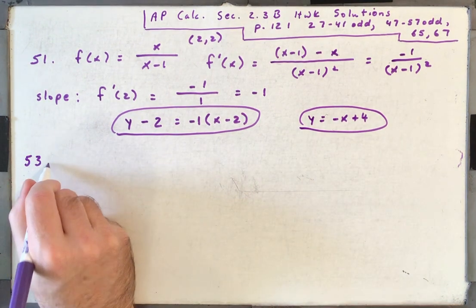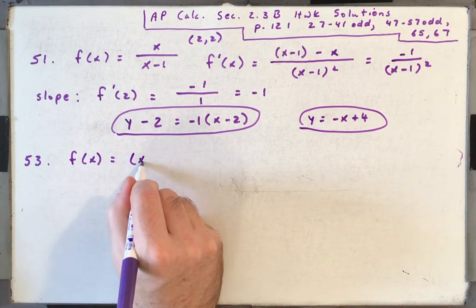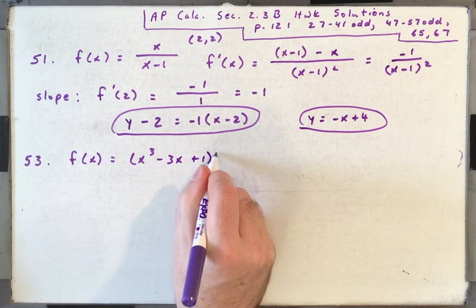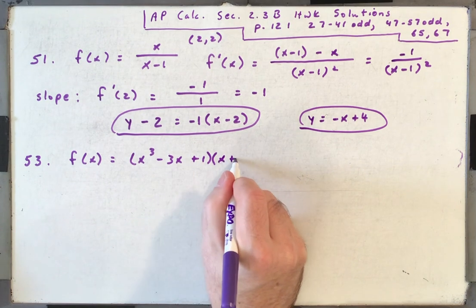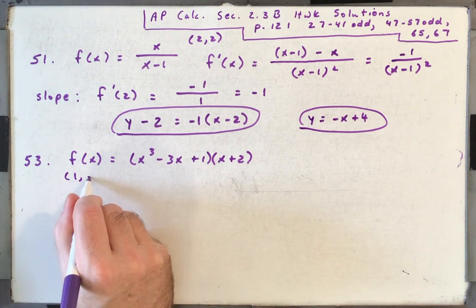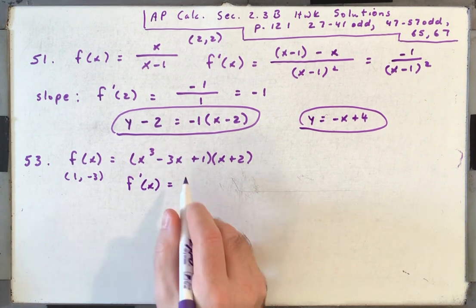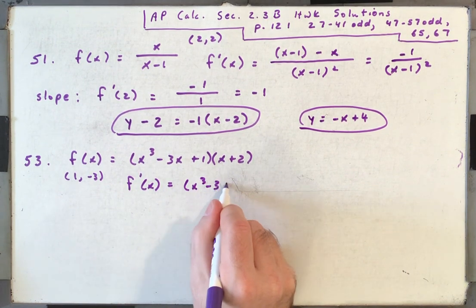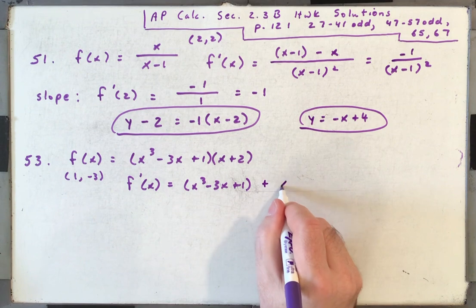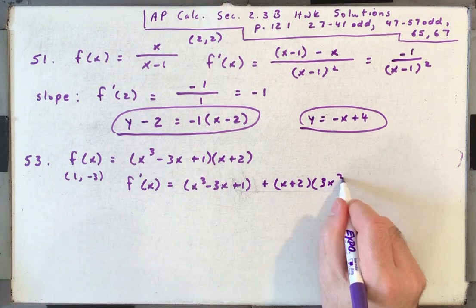Okay, 53. We have f of x is equal to (x cubed minus 3x plus 1) times (x plus 2), and we're at the point (1, -3). So f prime of x, I'm going to product rule this: the first, x cubed minus 3x plus 1, times the derivative of the second, that's just 1, plus the second, x plus 2, times the derivative of the first, 3x squared minus 3.